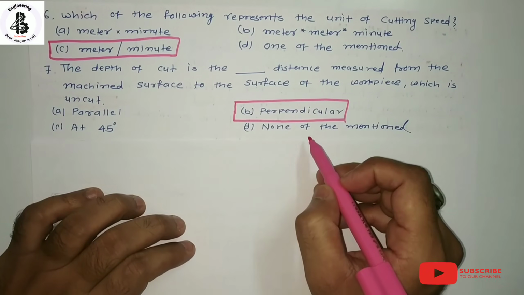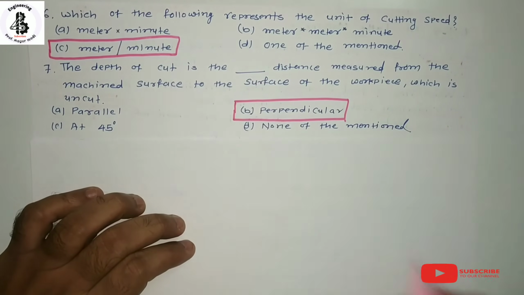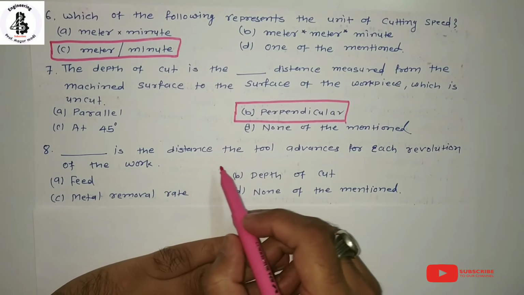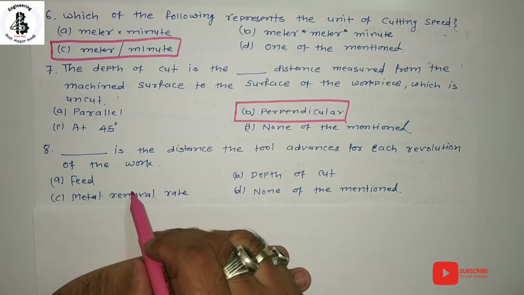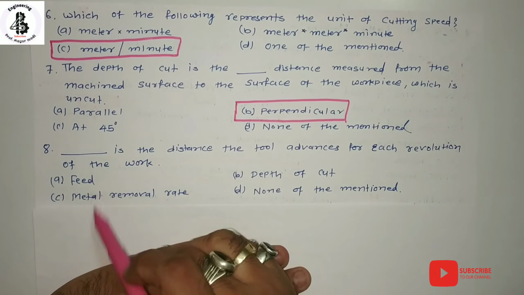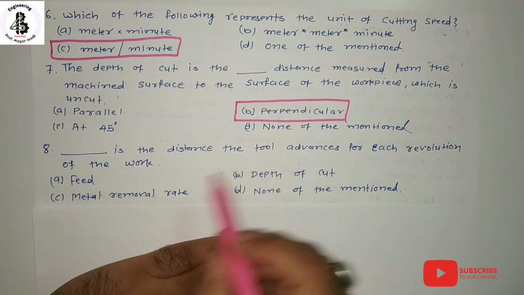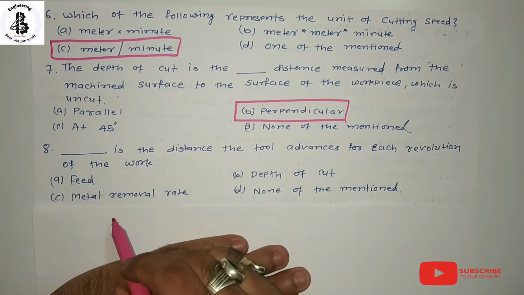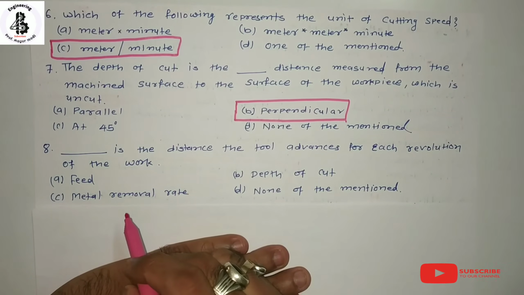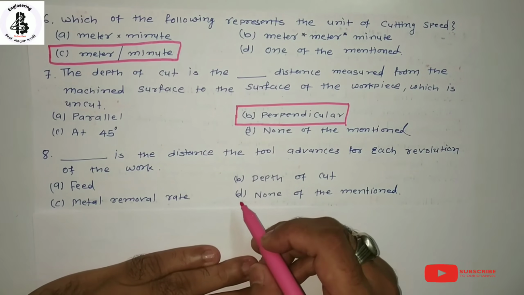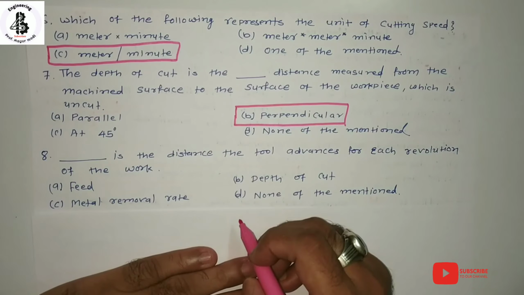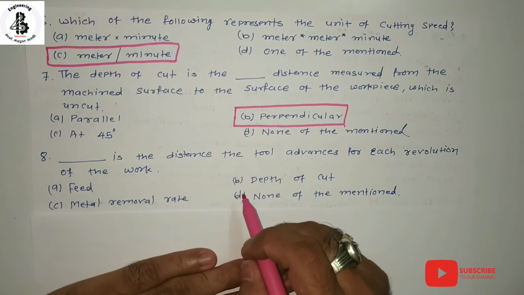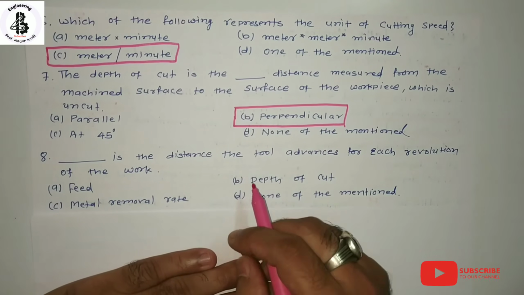So the depth of cut is the perpendicular distance measured from the machined surface to the surface of the workpiece, which is uncut. So the next question, which is the distance the tool advances for each revolution of the work? Option A, feed; option B, depth of cut; option C, metal removal rate; and option D, none of the mentions. So basically this question is also coming from some of the working parameters on the lathe machines. If you want to learn in detail, you will find the link in my description for various kinds of parameters that affect the lathe machines.